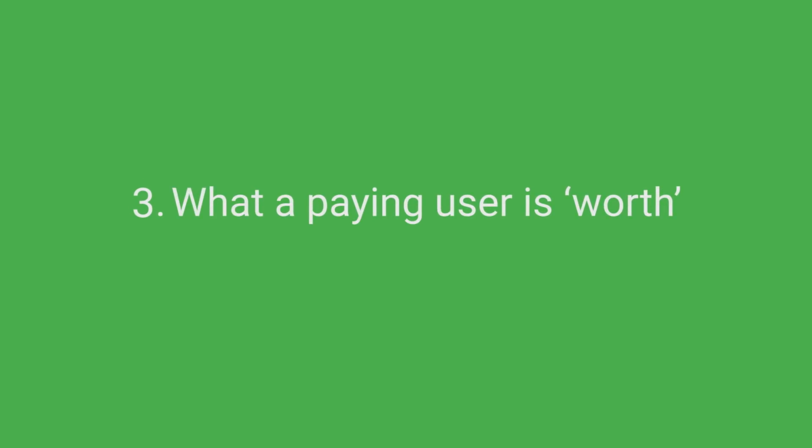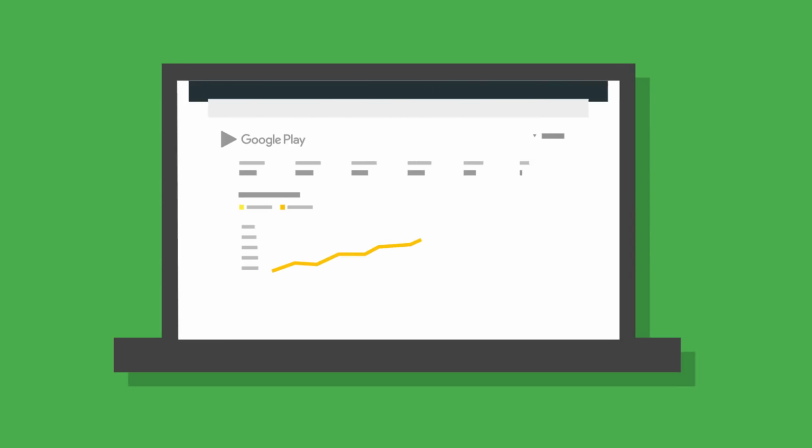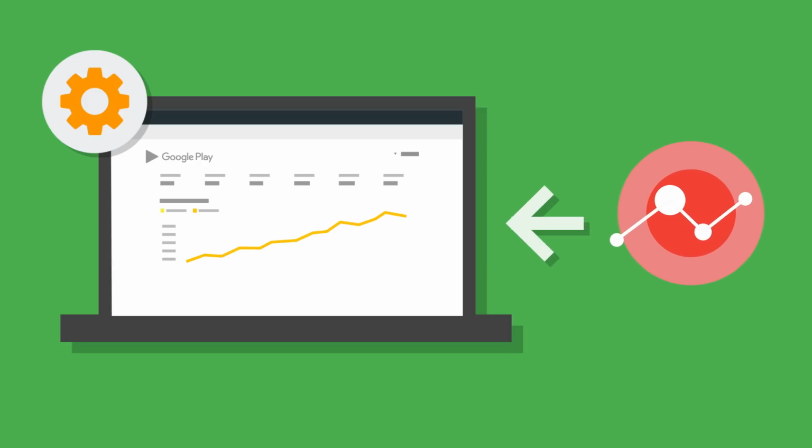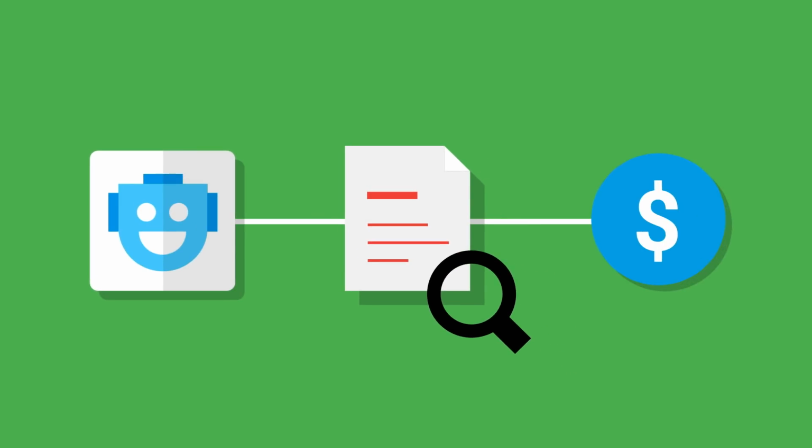What a paying user is worth. In the Developer Console's financial reports, you can see the average revenue per paying user, ARPPU, and understand how you're generating income. You can experiment with changes to your app and see how they affect this value. You can also review data that helps you understand how users' spending patterns in your app change over time.